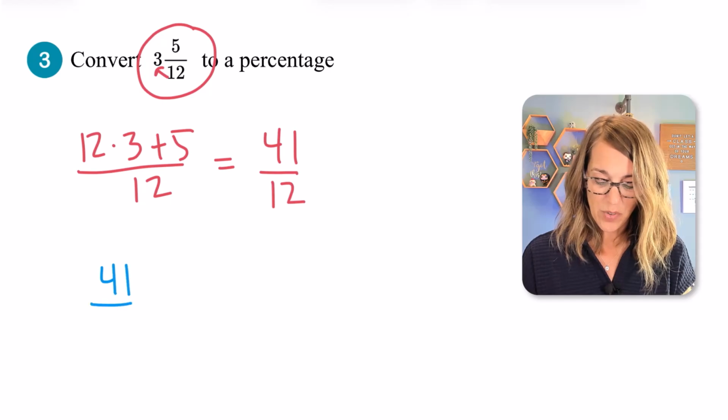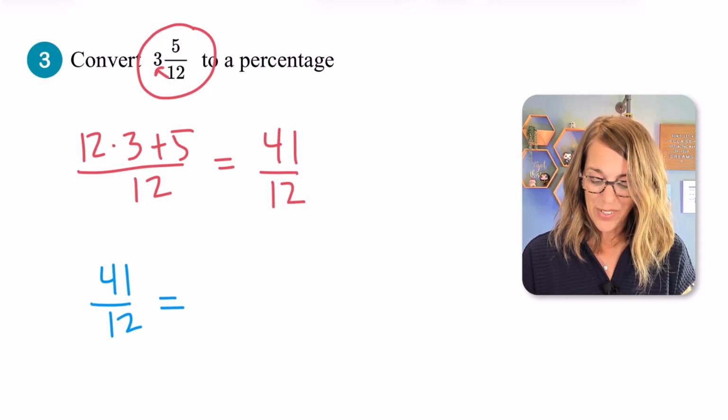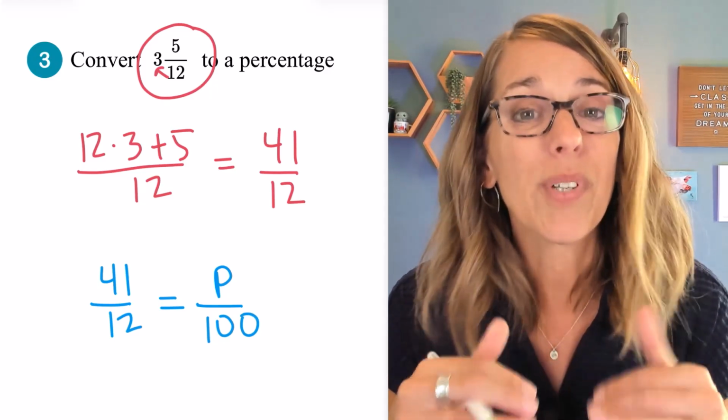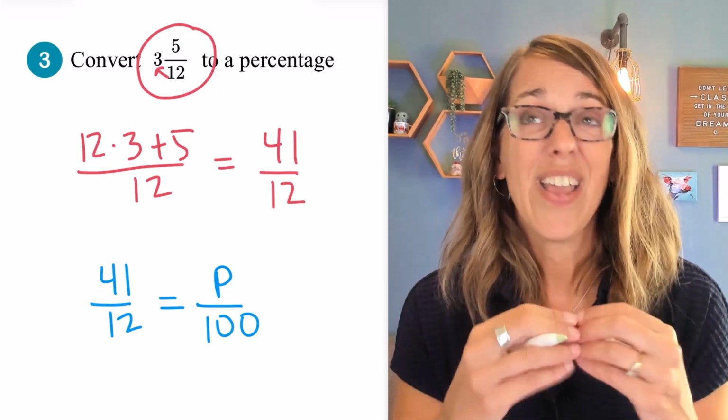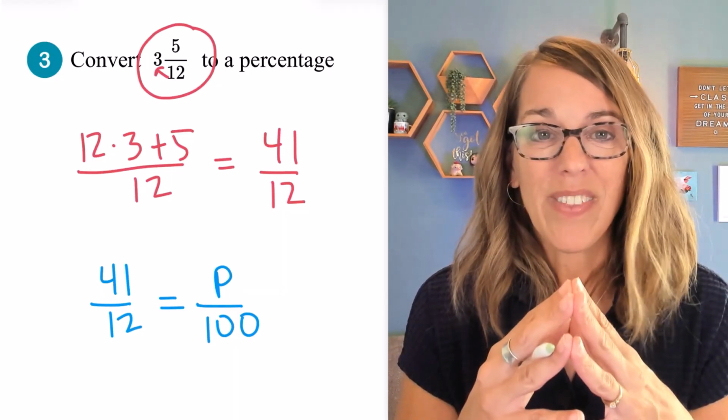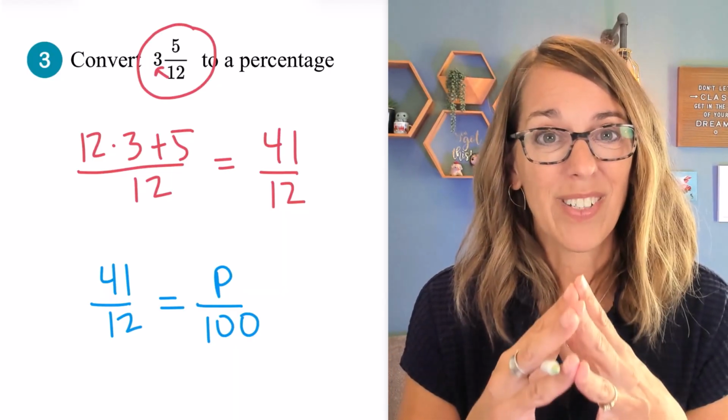So I can say 41/12 is equal to what, p over 100. You could also, now that you've got it in this form, multiply it by 100%. You could also do the division and convert it that way. All of these methods are going to get you to the same solution.